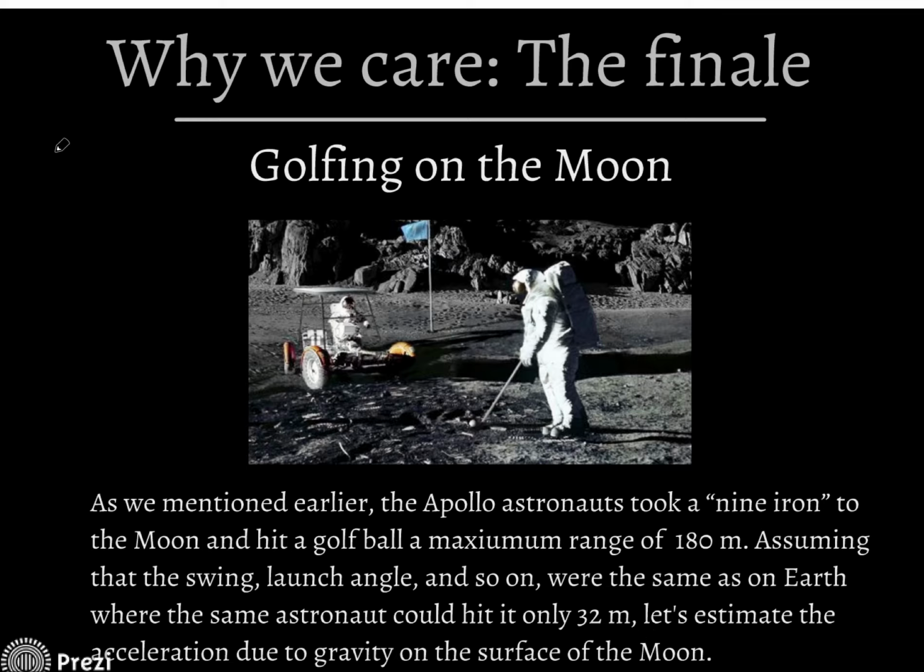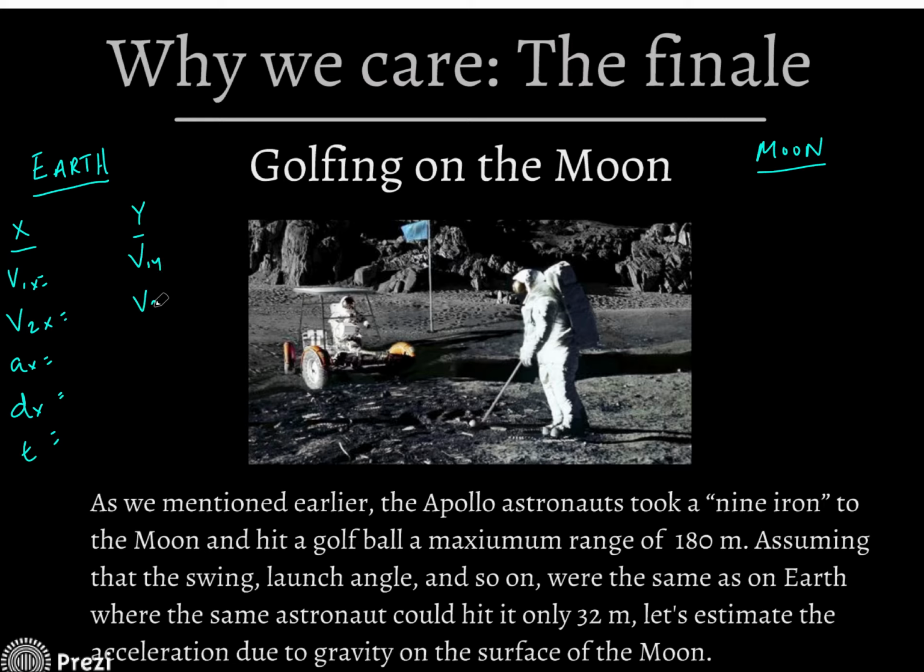So in this case, we have to start out with Earth. Because if it's the same conditions as on Earth, we need to know what velocity that guy was able to hit it at on Earth. Because in order to solve the problem on the moon, we're going to need to know how hard he's actually hitting it. So let's say on the Earth, we have an x and a y direction again. X direction is v1x, v2x, ax, dx, t. And of course, v1y, v2y, ay, dy, t.